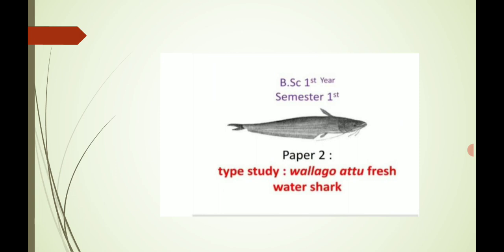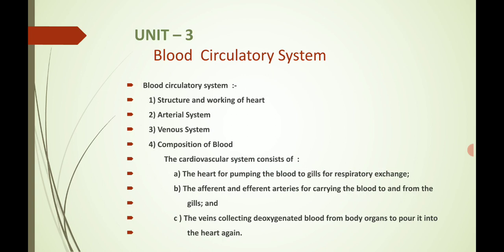Today we are going to start theory paper second. The name of the theory paper is the type study of Wallago attu, commonly called a freshwater shark. Now we are going to start unit number 3 of theory paper second. The name of the topic is blood circulatory system.